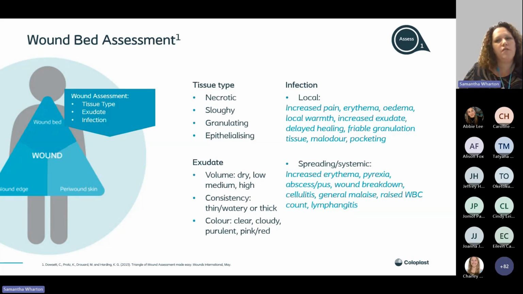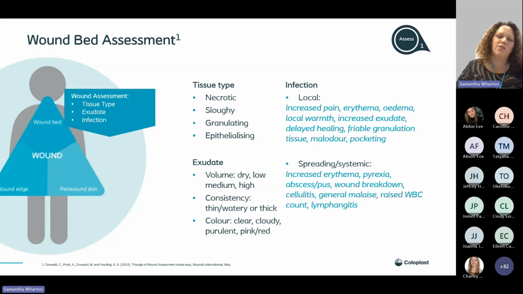The exudate. So I've already talked a bit about this exudate. So is the volume dry, low, medium, high? What's the consistency? Is it thin and watery? Is it thick and purulent? What color is it? Is it pink? Is it clear? Is it straw colored? All of these need to be documented and reviewed when you're looking at that wound bed.